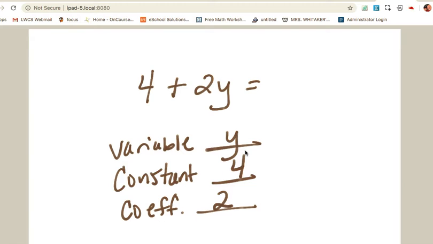So now let's talk about distributive property. Okay, distributive property.